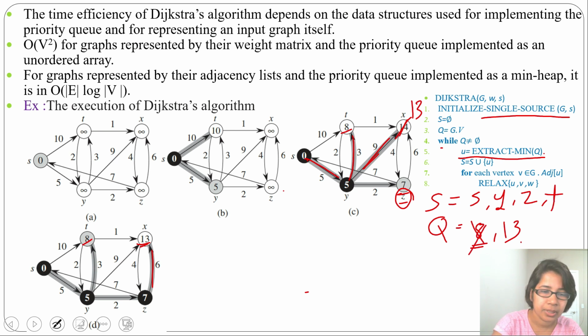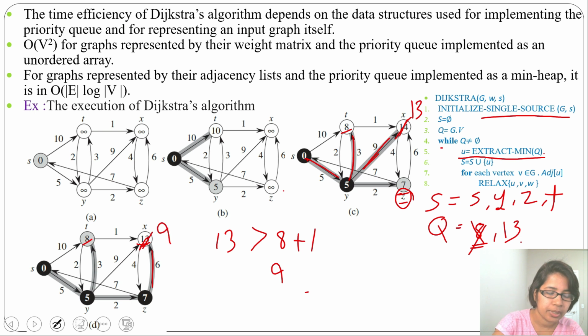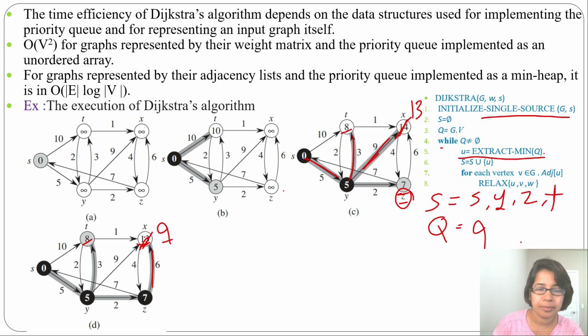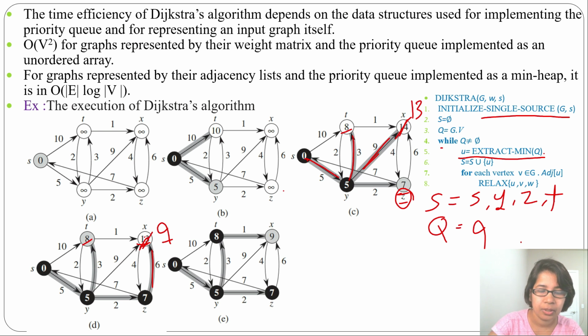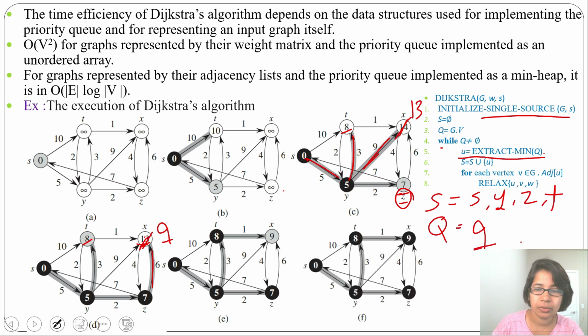So the adjacent vertices of T are X and Y. The X weight is 13. Now 8 plus 1: obviously 13 is greater than 8 plus 1, so we update this X value to 9. Now 8 plus 2, it's 10. 5 is less than 10, so no update. We just update the distance of X. So after the update of the X value, now we got this graph. In Q, there is just one vertex, whose weight is 9. So next we include that.